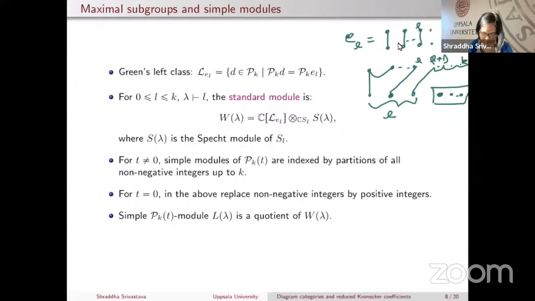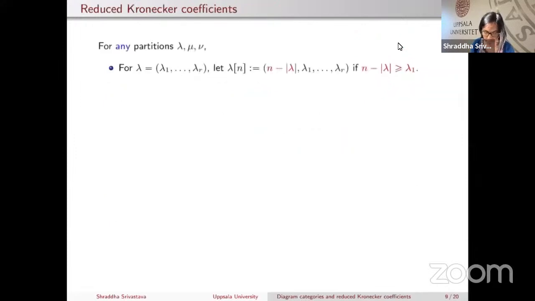And when the parameter t is 0, then we need to exclude the L equals 0 case, because in that case the bilinear form turns out to be identically 0. But if the parameter t is not 0, then everything appears. In particular, the simple modules of the partition algebra are indexed by partitions of all non-negative integers up to k. Now we are going to relate the representation theory of the partition monoid with the reduced Kronecker coefficient.